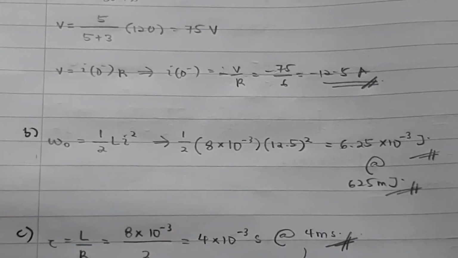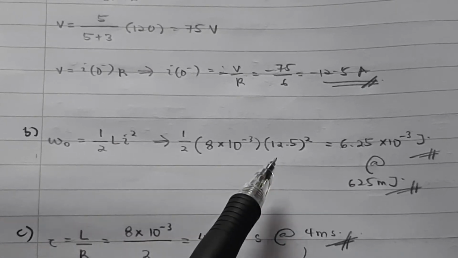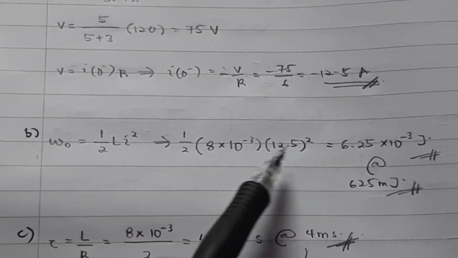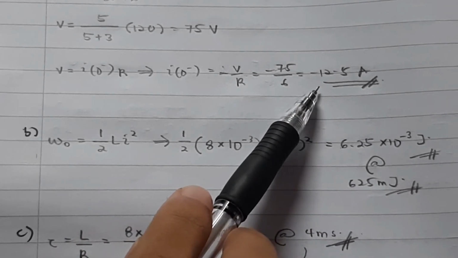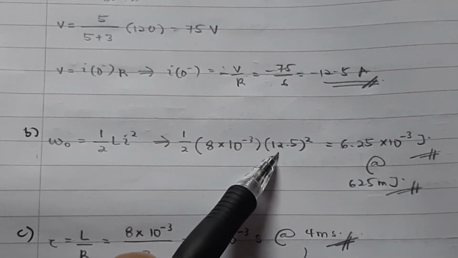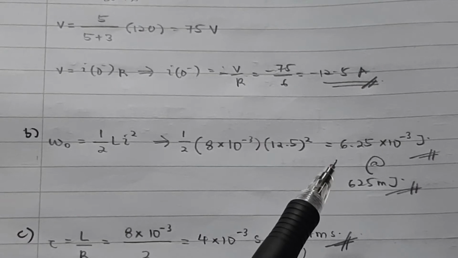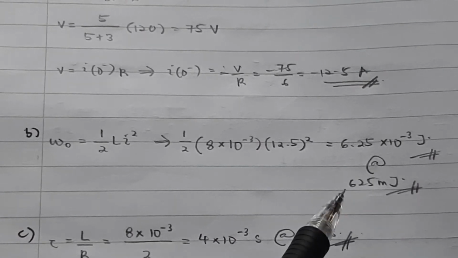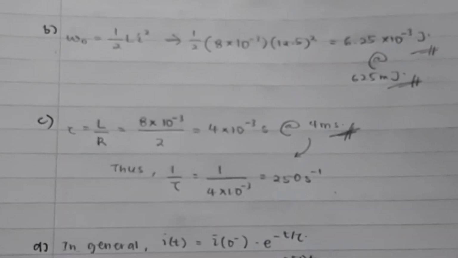Formula 1 over 2 times inductance 8 times 10 to the power of negative 3 times 12.5 squared. This I is from earlier, which we got from question 1, negative 12.5. So we put in here 12.5 squared. And finally we will get 6.25 times 10 to the power of negative 3 joule, or we can convert it also to be 625 millijoule.